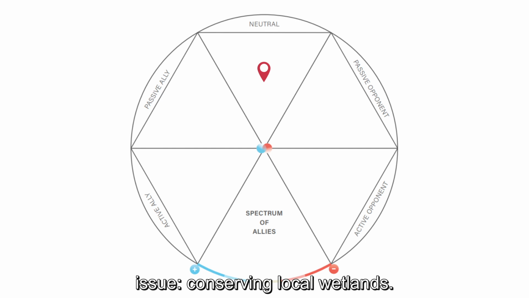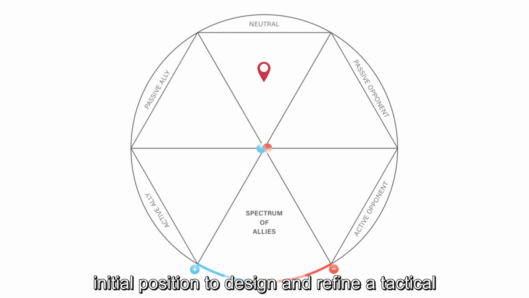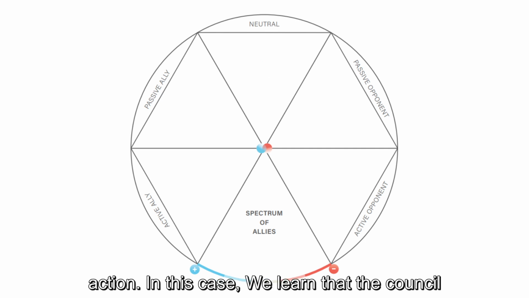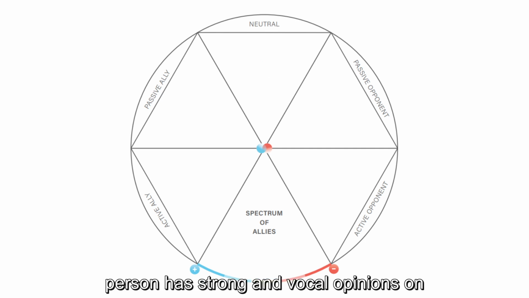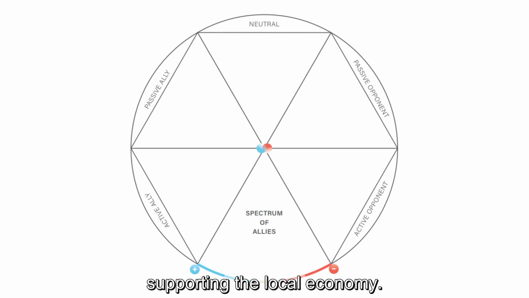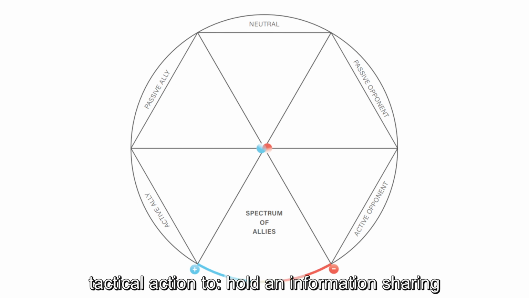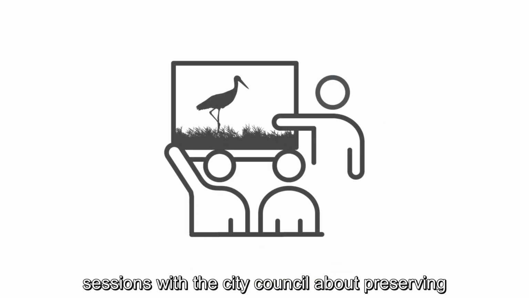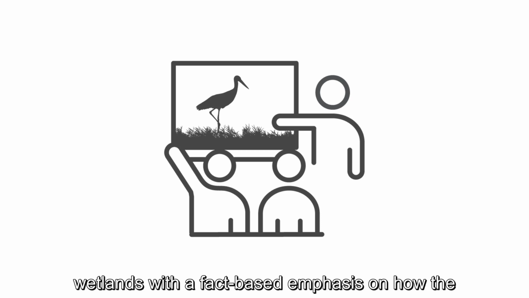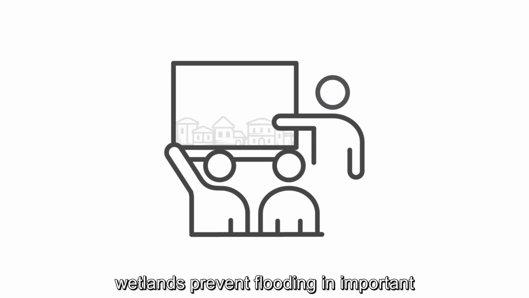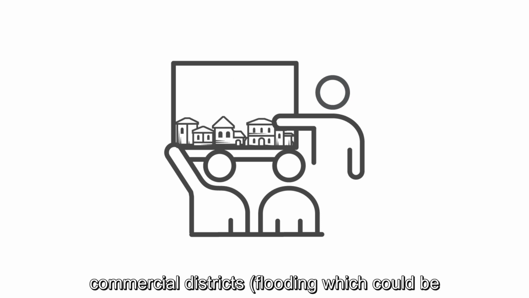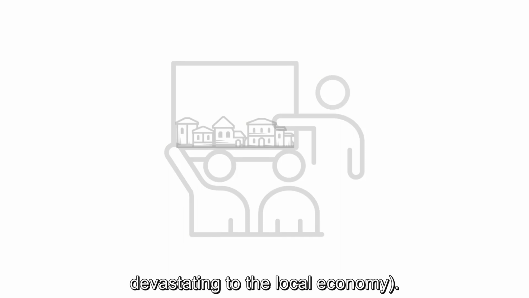We can use what we learn about the target's initial position to design and refine a tactical action. In this case, we learn that the council person has strong and vocal opinions on supporting the local economy. This information helped us decide to take the tactical action to hold information sharing sessions with the City Council about preserving wetlands with the fact-based emphasis on how the wetlands prevent flooding in important commercial districts, flooding which could be devastating to the local economy.